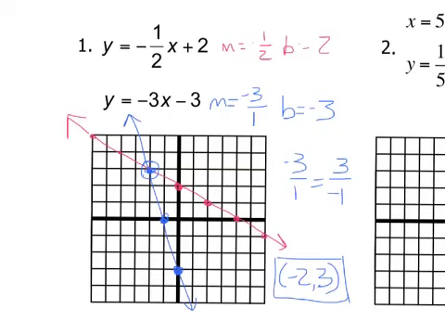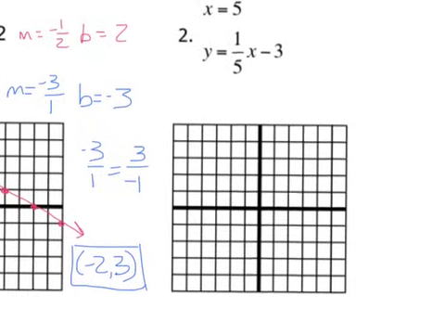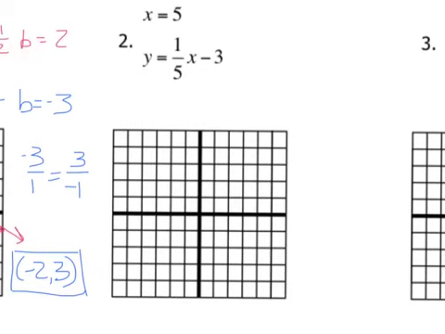Okay, let's look at number 2. So I have on the first line, x equals 5. So everybody show me the x-axis with your arm, please. X-axis. Good, and then x equals is the opposite of that. So it's a vertical line over 1, 2, 3, 4, 5 at x. So there's my x equals line.